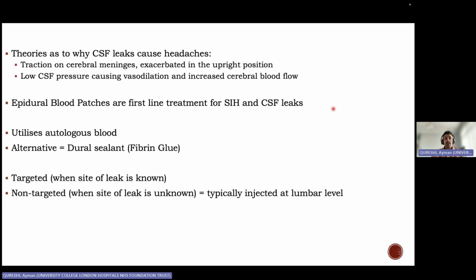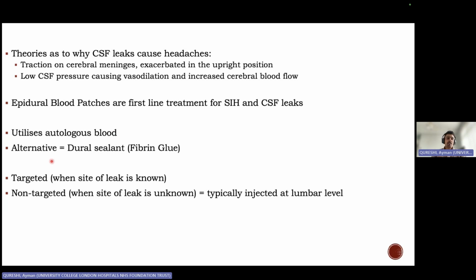Now, as far as invasive or interventional procedures go, epidural blood patches are the first line treatment of symptomatic intracranial hypotension and CSF leaks. In most instances, these utilize autologous blood, that is the patient's own blood, which is normally acquired from the arm or any venous access you can get. That has the advantage that it's the patient's own blood, so they're not going to react to it when it's injected back into the body.